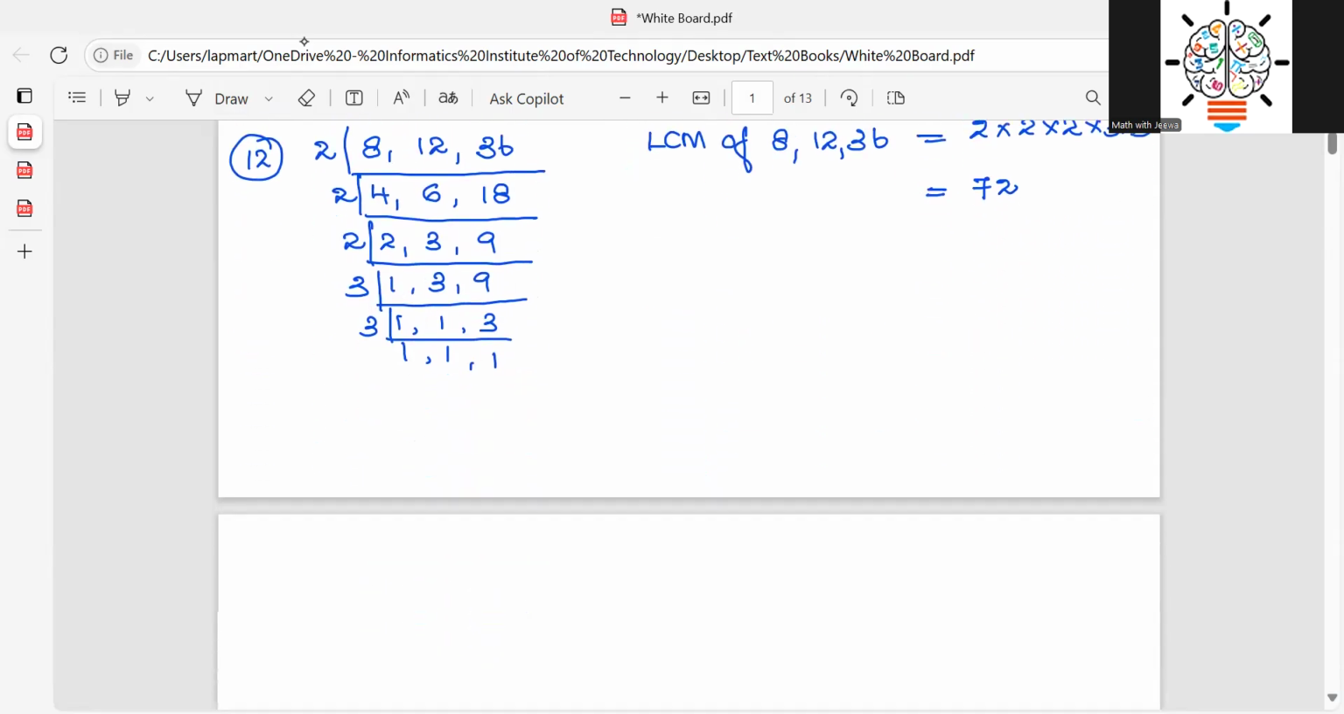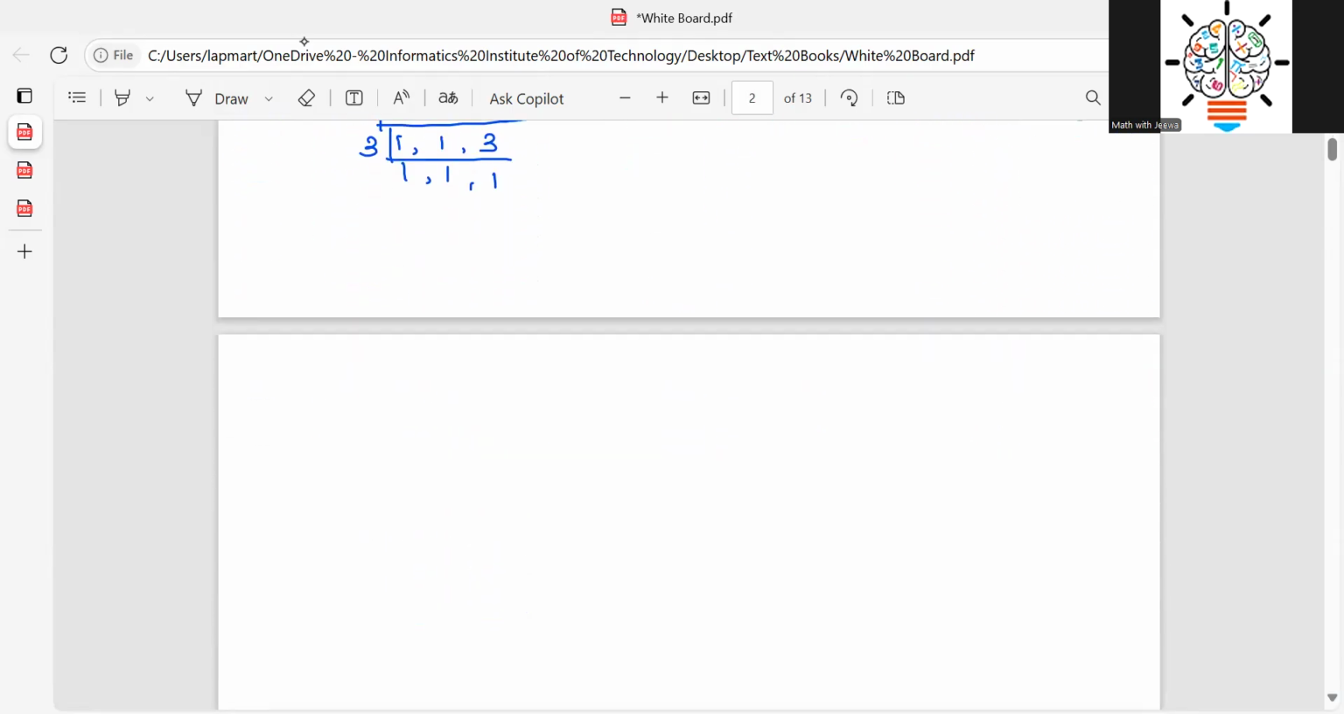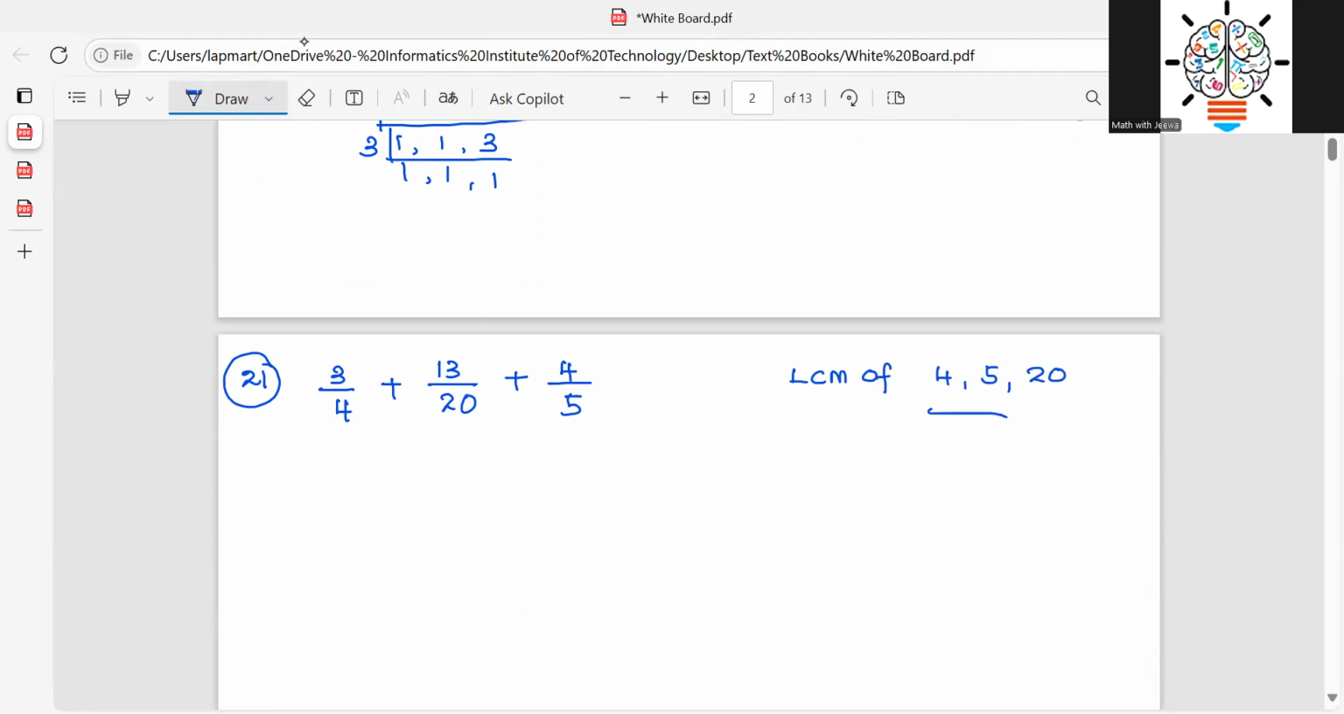Then the next set of questions, we have from question number 21 onwards, right? There, what we need to do, we have 3 over 4, 13 over 20, and 4 over 5. So we want to get the LCM of 4, 5 and 20. You do the calculation and it gives you 20.